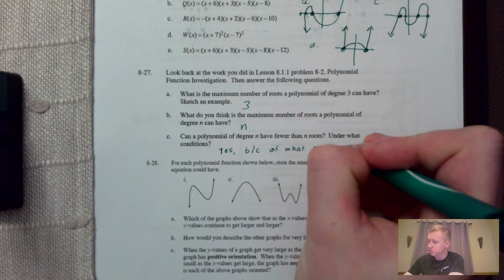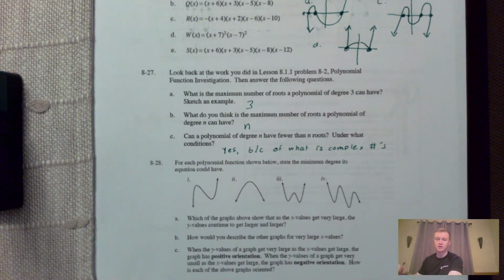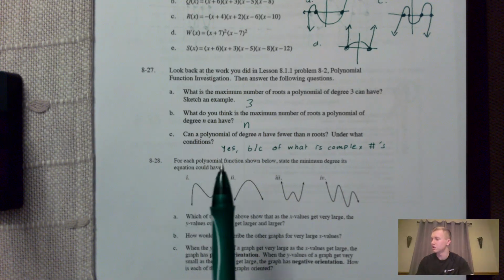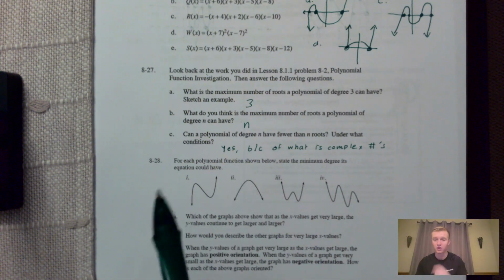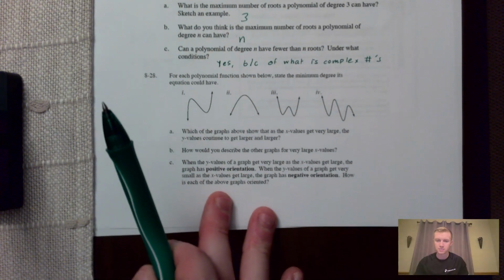So complex roots are what we call imaginary numbers or complex numbers, and these do not actually cross the x-axis. They basically change the degree of the function, but you won't actually see them. And we'll figure out how to solve for them as we go along. All right, 828. This is the next one here.